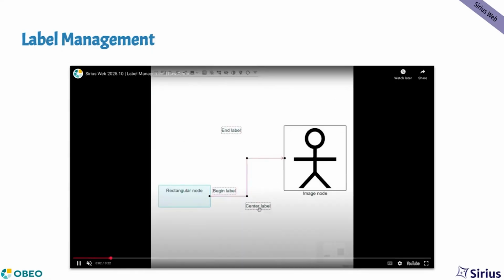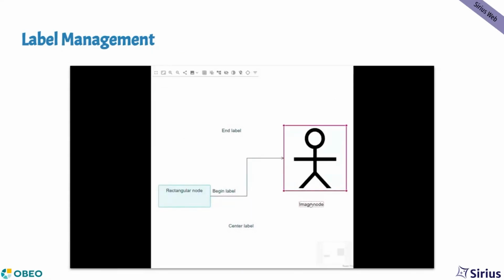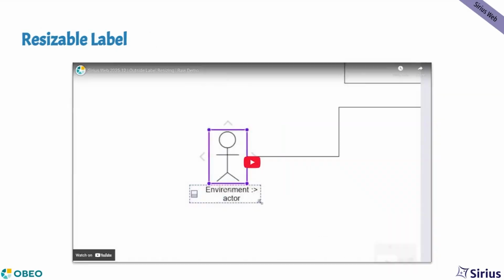Label management may sound secondary, but in practice, it has a huge impact on the readability of the diagram. If labels overlap, move unexpectedly, or become hard to edit, the whole diagram quickly becomes frustrating. You can now move or hide labels very easily. Of course, you can restore everything just as quickly.